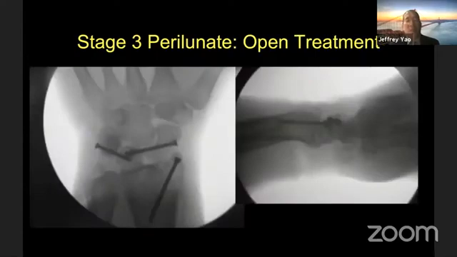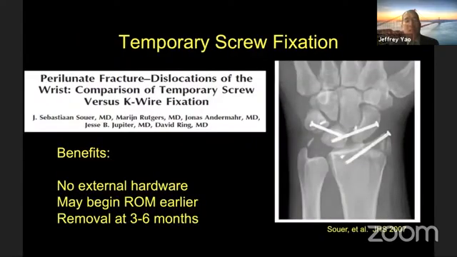In this case, what we elected to do is temporary screw fixation rather than cable wires. And this is different from the RASL procedure where the screw is meant to stay in there permanently. These are meant to stay in there temporarily, about 3 months. And then they're removed. And I learned this trick from Jesse Jupiter in the group at Mass General in Boston. And the benefit of temporary screw fixation versus K-wire fixation is that you can allow these patients to start moving. I let these patients start moving about 2 weeks after surgery.